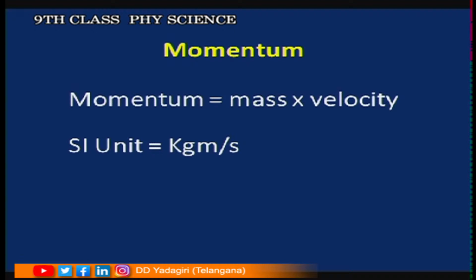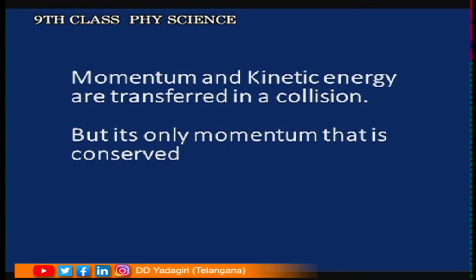Momentum is the product of mass and velocity. SI unit is kg meter per second. Momentum and kinetic energy are transferred in a collision, but it is only momentum that is conserved.